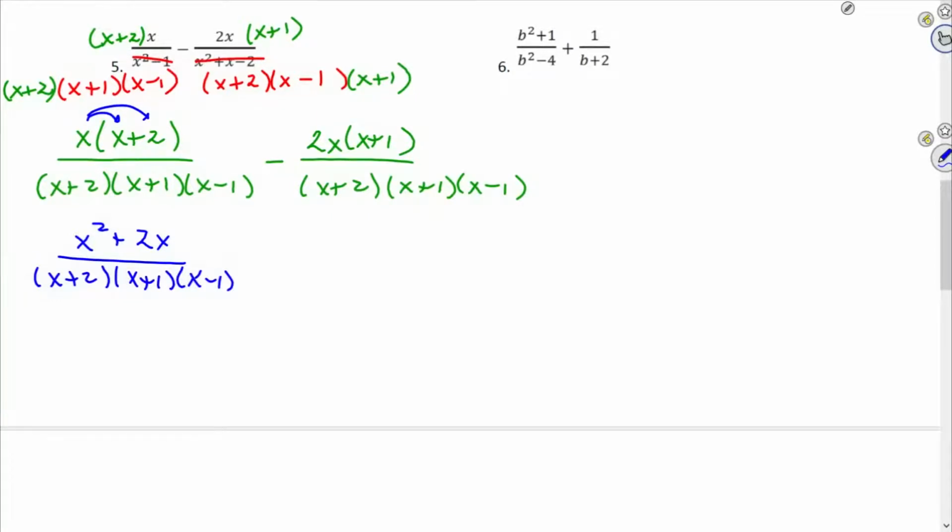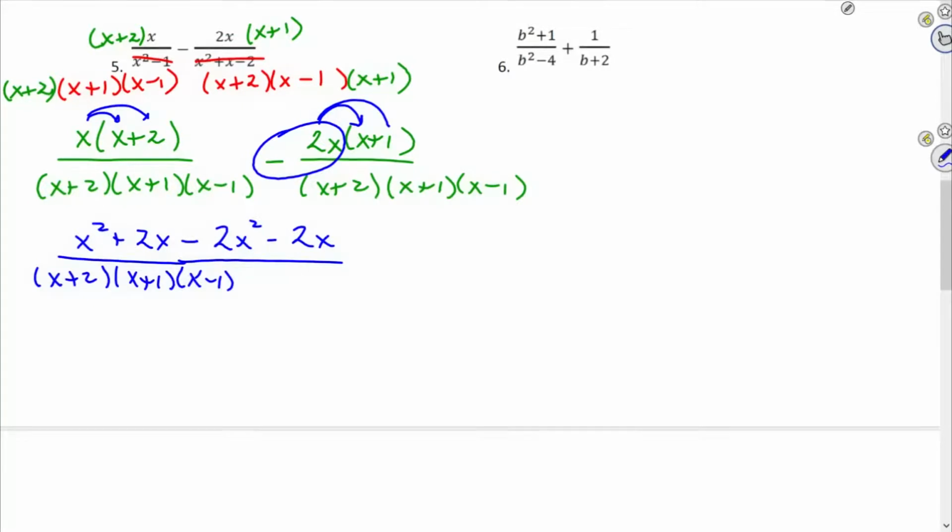Now, one thing that I do to make sure that I take my negative with me as I distribute is I think about this as a negative 2x. I'm going to pull these into one big fraction already. That should be easier for me. Negative 2x times x is a negative 2x squared. And negative 2x times 1 is a minus 2x. And those are all in the same fraction because they have a common denominator.